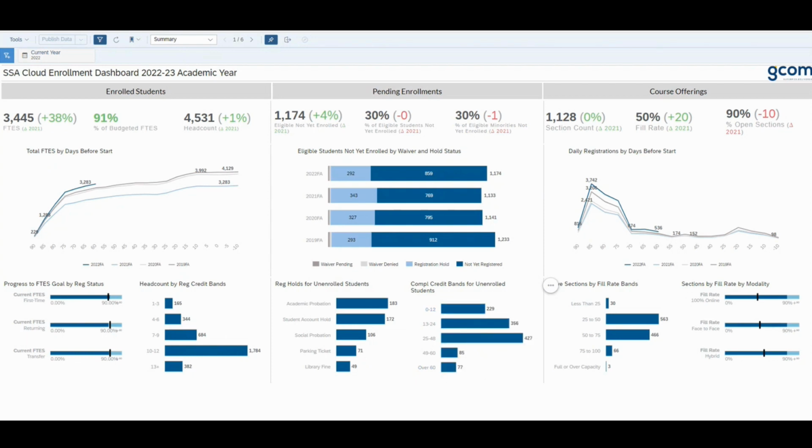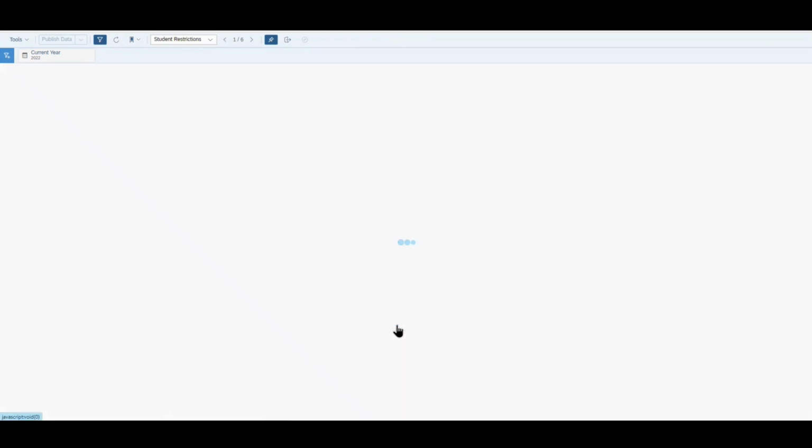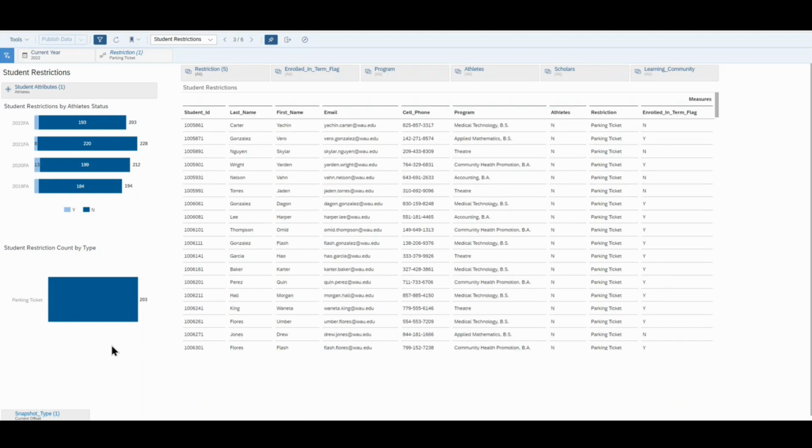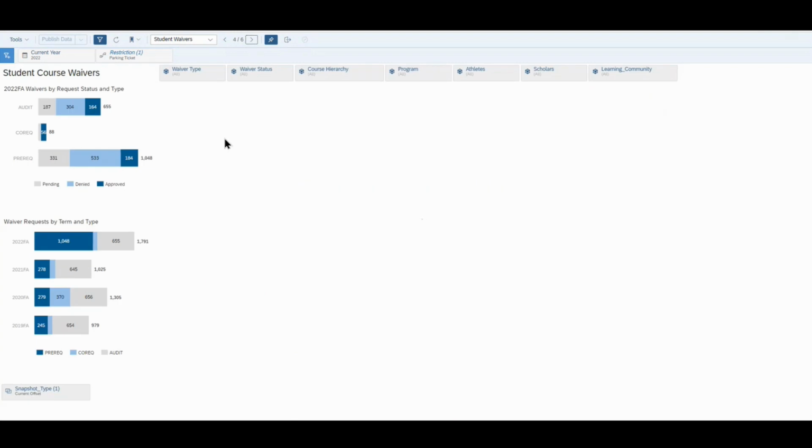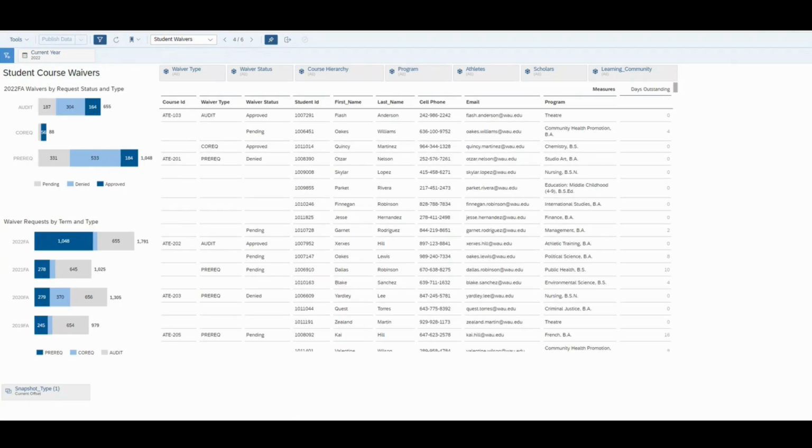Enrollment management staff may focus on removing enrollment barriers for students with some types of registration holds, such as parking tickets or library fines. Using the drill to details behavior to jump to the student restrictions page, staff can view a list of students with a specific type of registration hold by student attributes of interest and share that list for outreach. A detailed page is also provided for managing student section waiver requests by type and status.